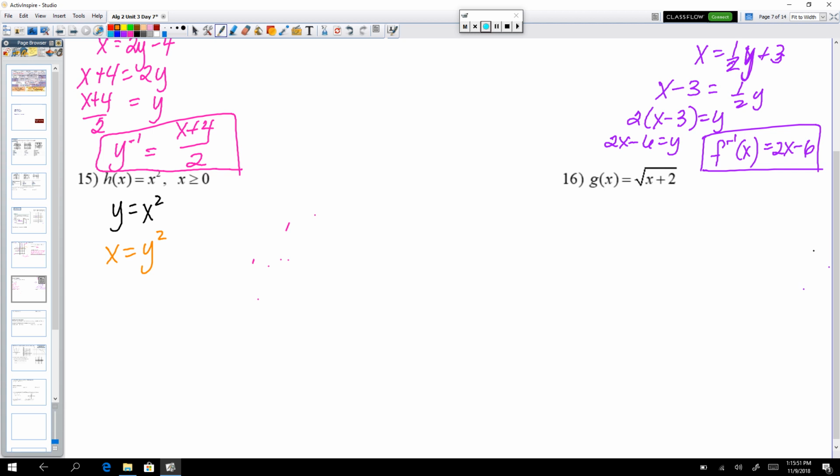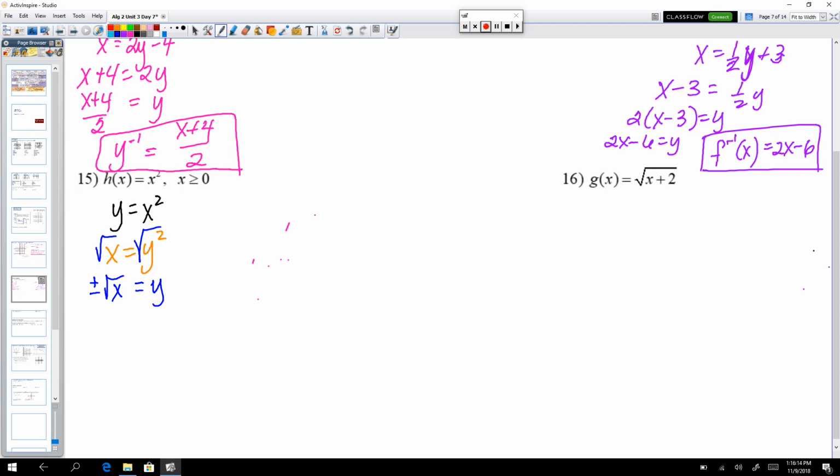The next step is to get y by itself. Remember from our previous unit, in order to get y by itself, to get that power of 2, we counteract that with a square root. And remember when we take an even root, remember from earlier units, we have to have plus minus. So that's step B. We have isolated y.